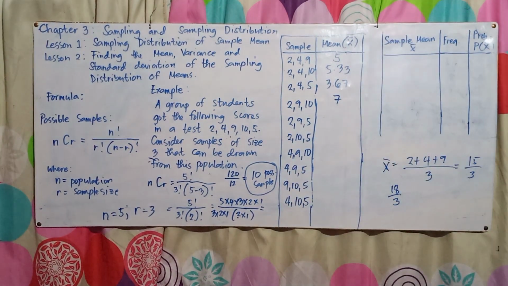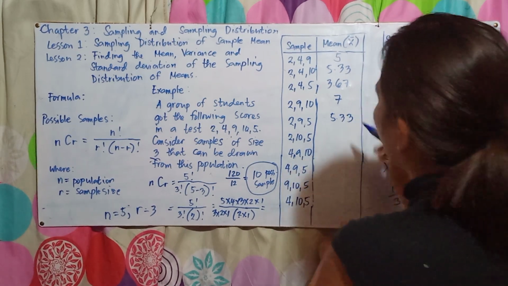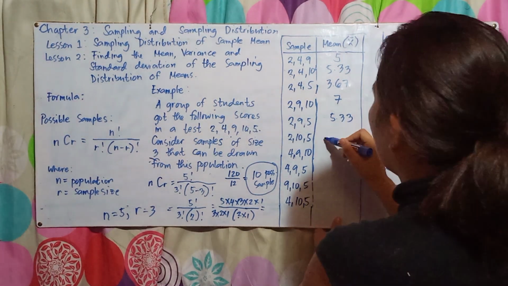2, 9, 5. 2 plus 9, then 11 plus 5, 16. Divided by 3, 5.33. Next, 2, 10, 5: 15, 16, 17. So 17 divided by 3, 5.67.